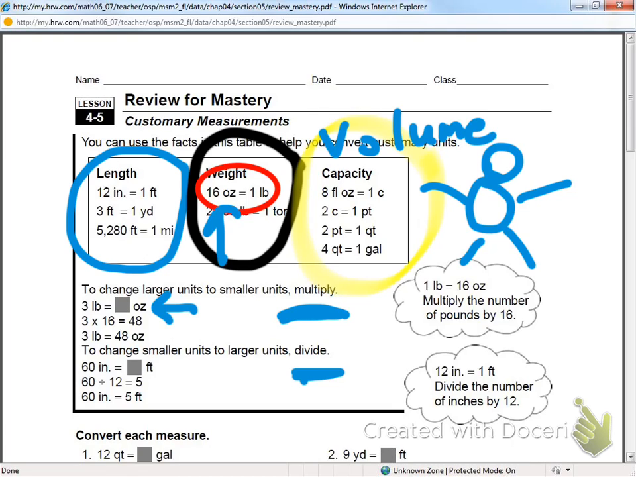Now to change smaller units to larger units, I have to divide. So 60 inches divided by 12, and I get the 12 over here in my handy dandy customary measurement chart. So 60 divided by 12 is 5 feet.